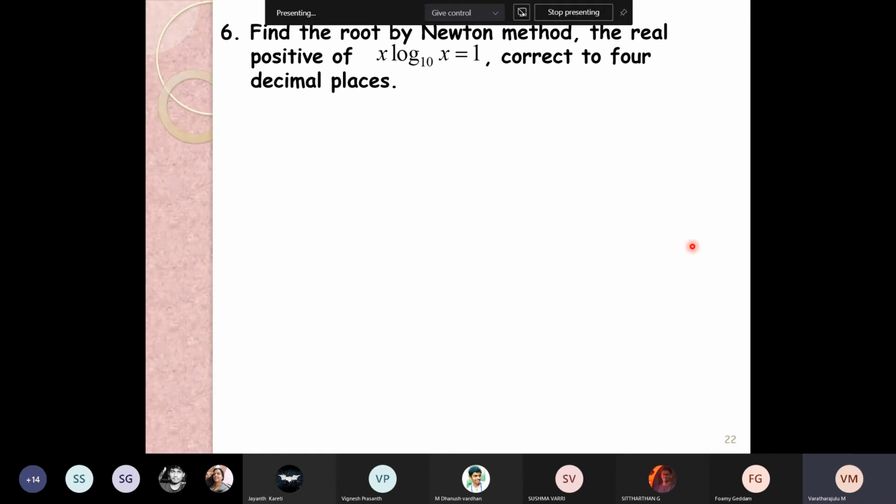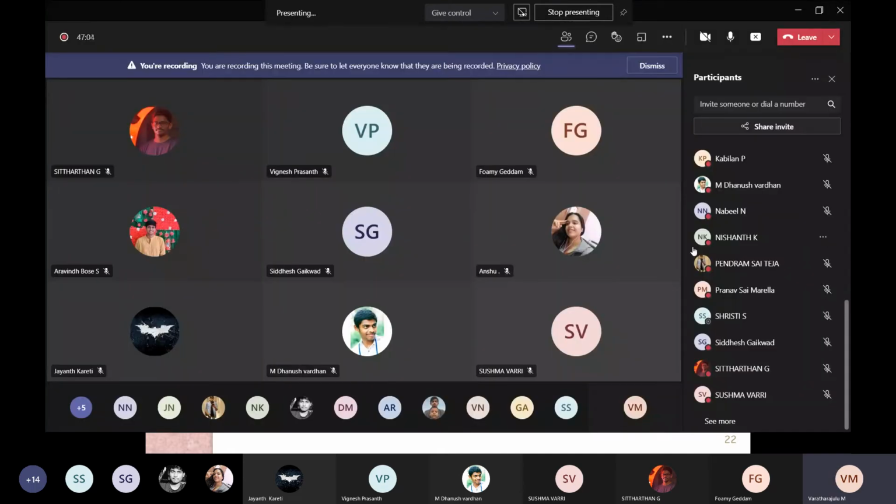I hope you copied down problem number 6, that is x log base 10 x is equal to 0. They are asking us to find the results with 4 decimal places, and that too the real positive one. Don't worry about the other results, concern yourself with the real positive result. And see, before that, what was d by dx of log x? Someone, please unmute your mic and tell me d by dx of log x. 1 by x.